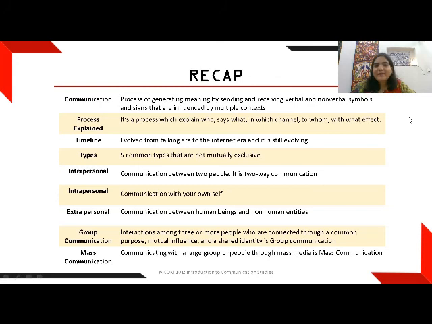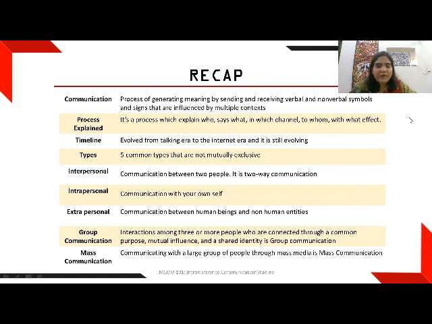We briefly touched upon the timeline, because you have to do the reading to know exactly how communication has evolved over the years. But we briefly discussed the timeline as well in these videos. Then we discussed types in detail. So we discussed 5 types of communication.